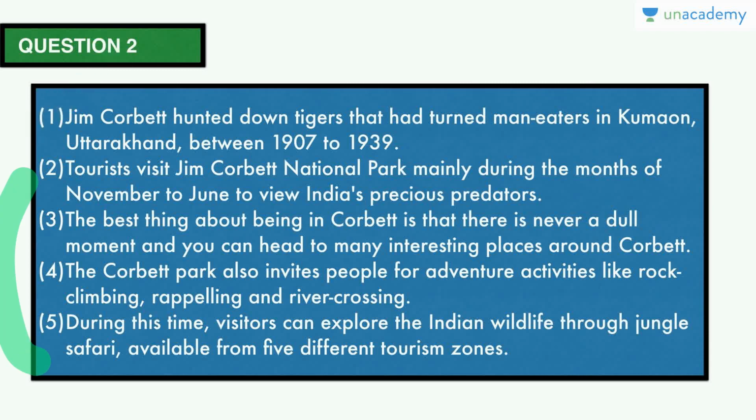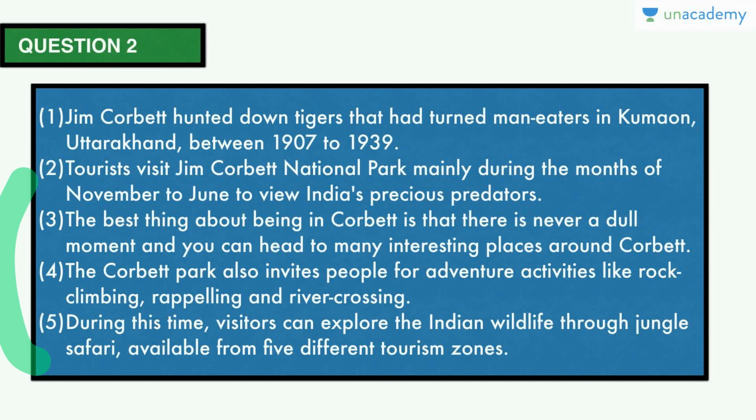So this is a fairly easy one, that sentence 1 is excluded. Can we form a sequence out of the remaining 4? It's a no-brainer. Sentence 1 is clearly the excluded one. I don't think there's even a need to check the correct answer. But let's see if we can make a sequence. We already have a sequence between 2, 5 and 4. 2, 5, 4. Let's see where 3 is going to fit. The best thing about being in Corbett is that there's never a dull moment and you can head to many interesting places around Corbett. This could be an ending sentence.